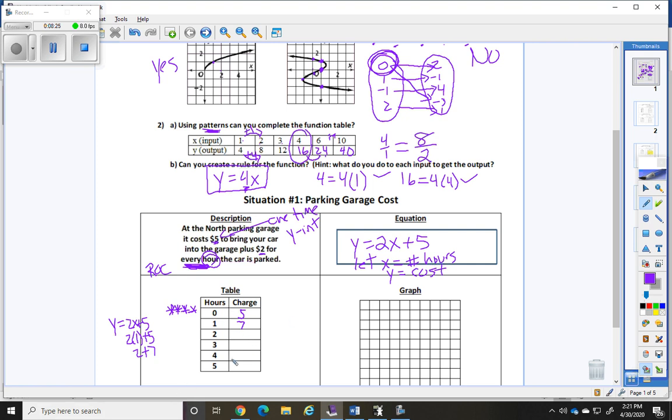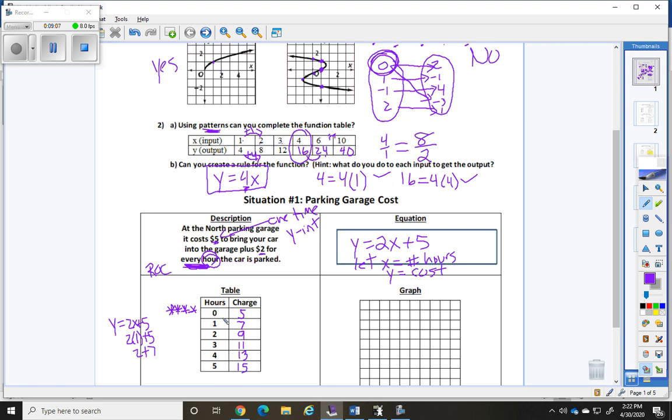So you could fill in this table using your common sense, or you can keep on plugging in each x value into the equation you wrote and find the answer. If I were to plug in a 2 in place of the x, 2 times 2 is 4, and then I add on the 5, this should be $9. Let's think about it logically. You drive in, you're going to pay $5, and then you're going to pay $2 for each hour you're there. If you're there for 2 hours, that's another $4. So yeah, it makes sense that it's 9. If you're there for 3 hours, that's 11. If you're there for 4 hours, it's 13. And if you're there for 5 hours, it's 15.